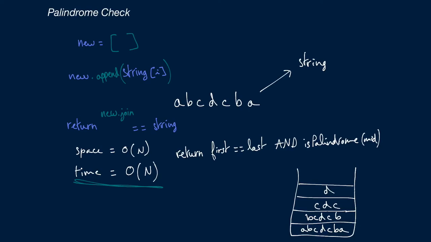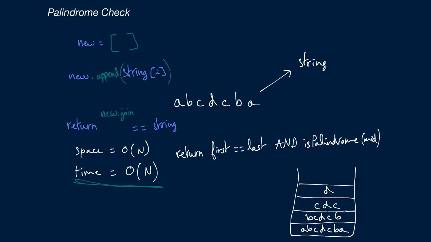We can start with a pointer above our first letter, above A, and with a pointer above our last letter, A. Compare the two, and if they're equal to each other, keep moving. If they're not equal to each other, then just return false. We don't have a palindrome. So when I say keep moving, well, here A and A are equal to each other.